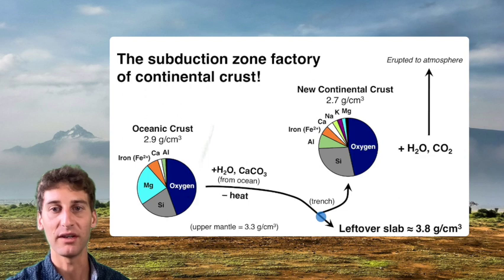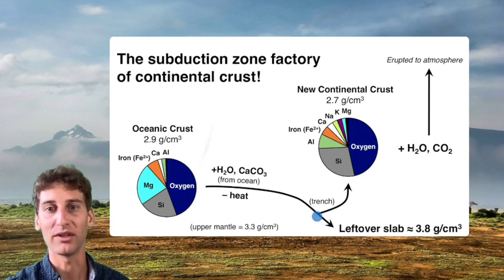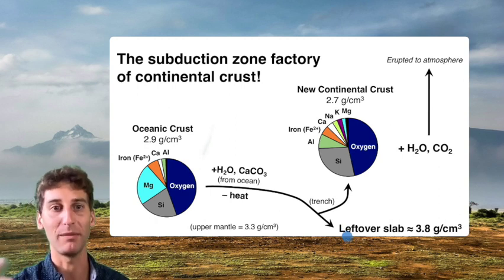Once this modification takes place, you're generating a more dense slab, and that's going to be pulling the rest of the plate towards the subduction zone. And you can track that all the way back to the mid-ocean ridges, which is going to be pulling things apart, allowing more ocean crust to be generated as the plates diverge.